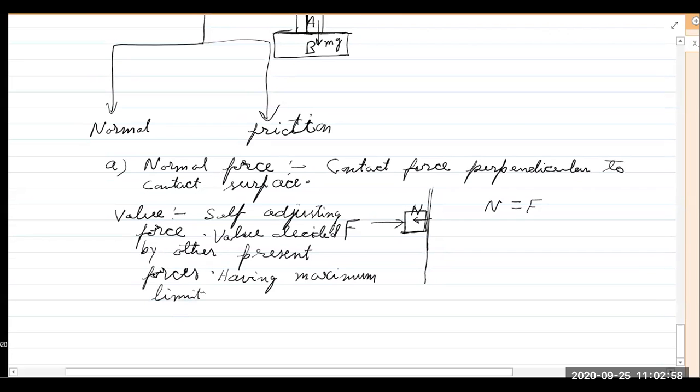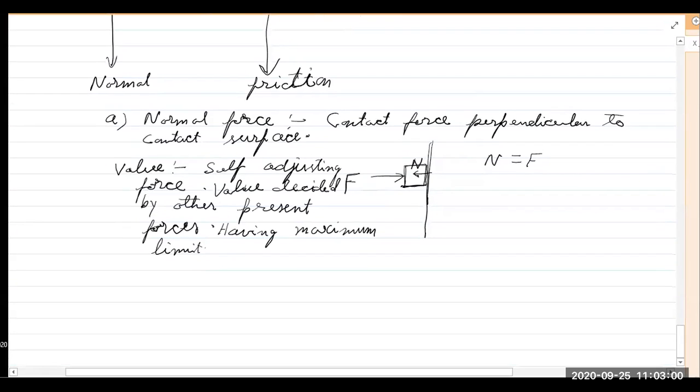Okay, and its origin. Which force is the origin? Here also the origin is electromagnetic. But before origin, I will first say about direction. What is the direction of this force? Value I have discussed. Direction is perpendicular to the contact surface.